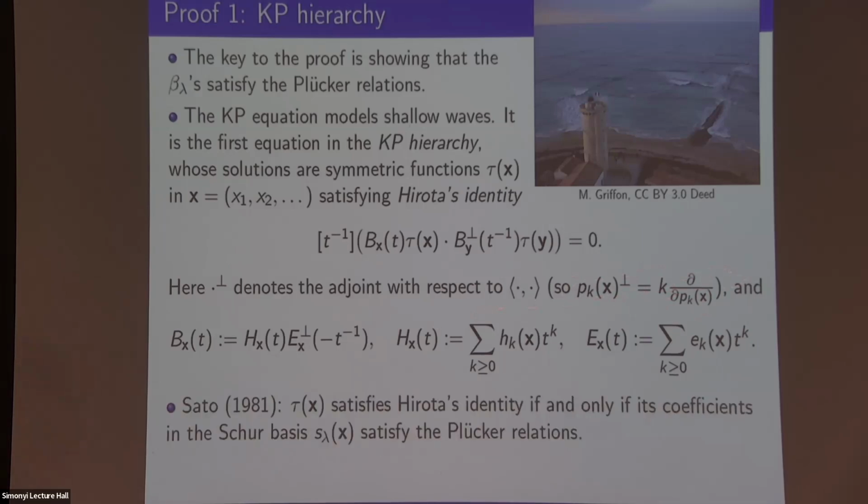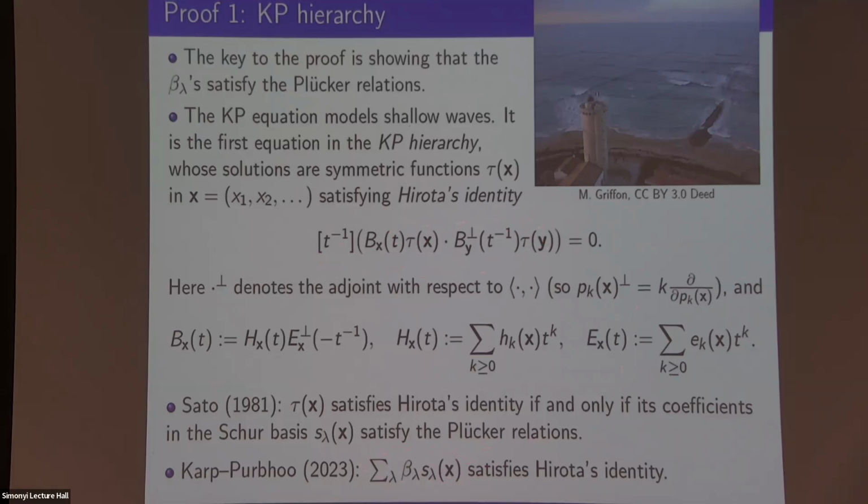What Sato showed is that this symmetric function tau satisfies this identity of Hirota if and only if its coefficients in the Schur basis satisfy the Plücker relations. So if we want to know that the beta lambda satisfy the Plücker relations, it's equivalent to show this sum satisfies the Hirota identity. So that's what we do.